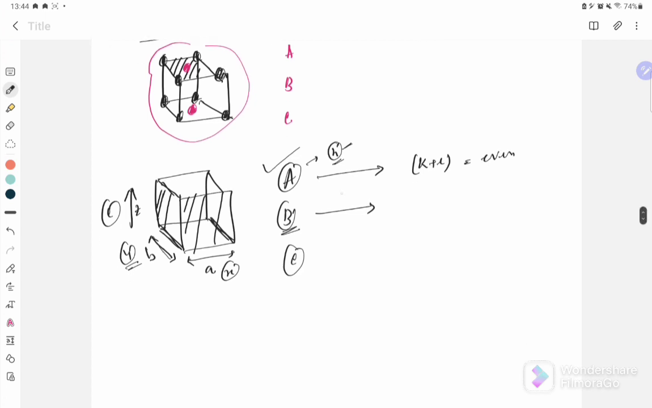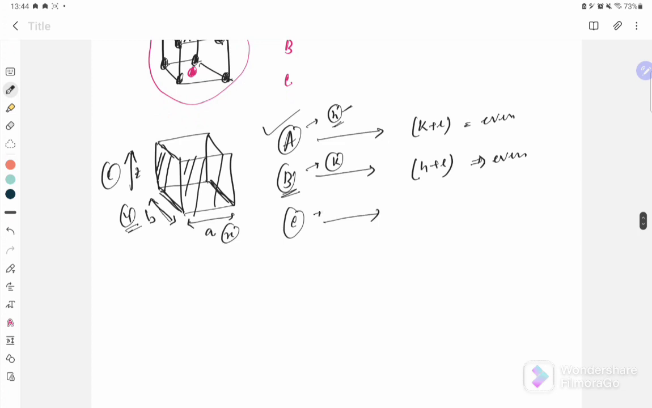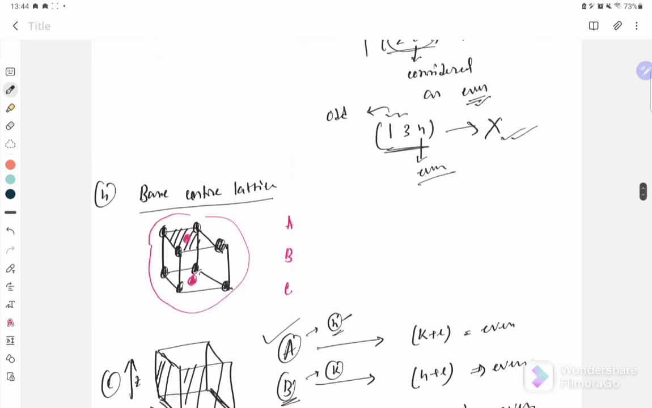For B, that is considered as K, if so H plus L should be even, and L, if it is considered as L, so H plus K should be even. So these are the conditions for base centered lattice.